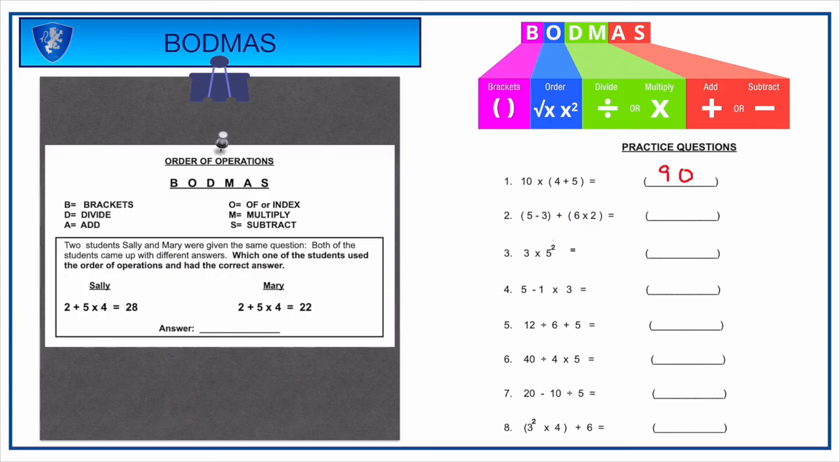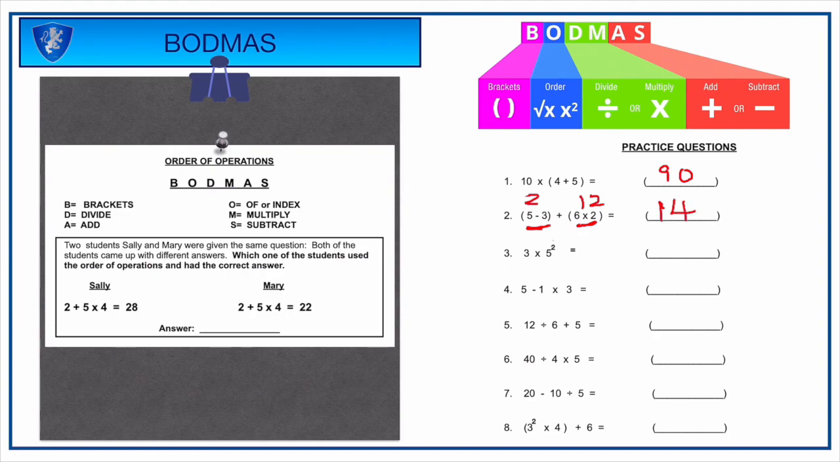Right, now we go on to the second question. As you can see, there's a plus sign there, the brackets, there's minus and multiply, but minus again is within the bracket. So what we'll do is we will solve the brackets first. You can see 5 minus 3, that's the first thing to do, is 2 here, and then 6 times 2 is 12. And then you can do addition as a last thing. So you can add now simply 2 plus 12 and the answer will be 14 there.